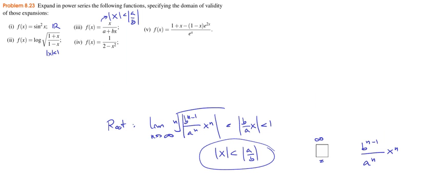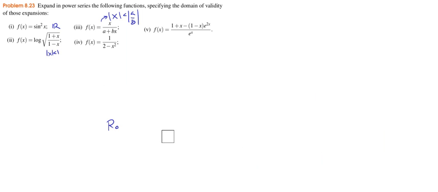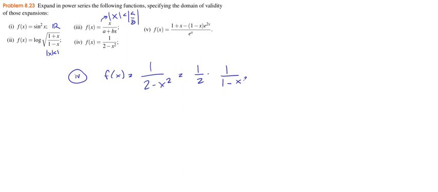Now we have part 4, f of x is 1 divided by 2 minus x squared, and again we want to write this as a geometric series. So this is 1/2 times 1 divided by 1 minus x squared over 2. So this is 1/2 of the sum from n equals 0 to infinity of x to the 2n divided by 2 to the n, and getting the 2 inside, this is x to the 2n divided by 2 to the n plus 1.